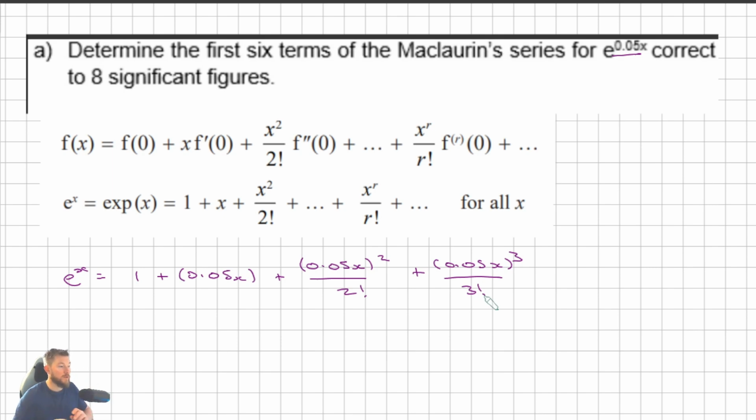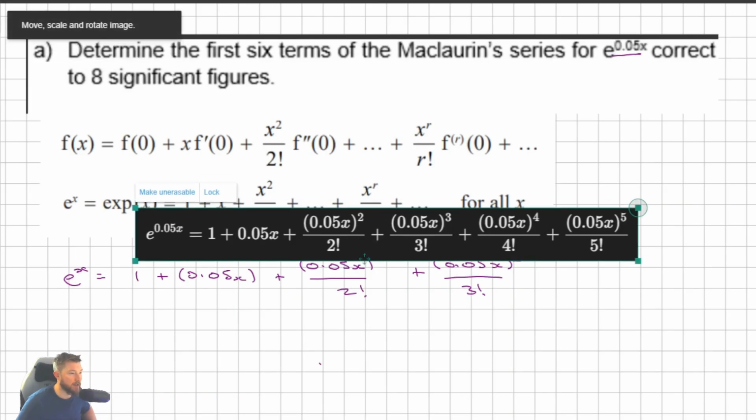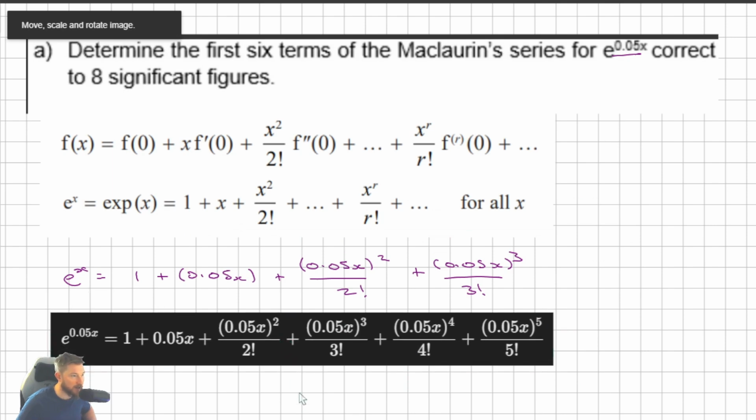As you can see, we've got increasing powers of x, with some coefficient in front, which you can just work out on your calculator. I just used an online calculator to express this in full. That is the first 6 terms, and then you would have to evaluate each of those coefficients on your calculator up to 8 significant figures, which is a bit of donkey work, but it's not especially hard, and that should get you the answer to part A.